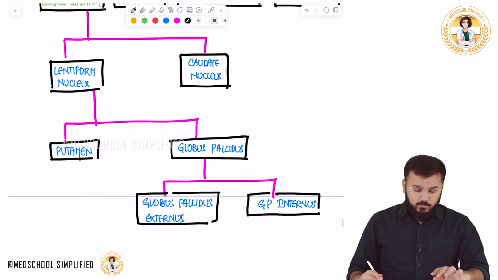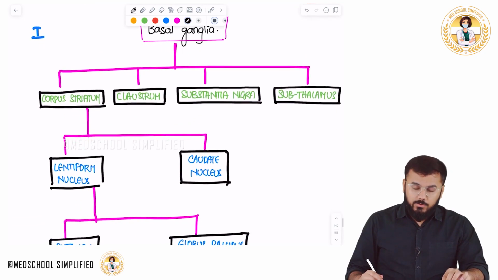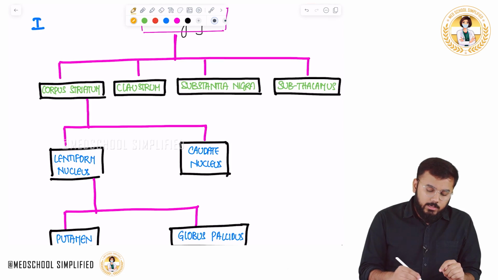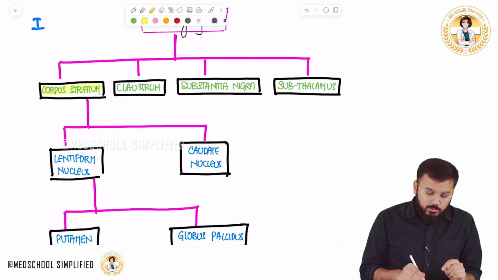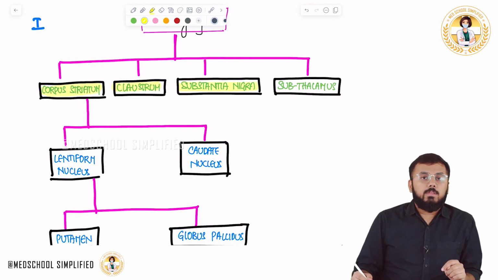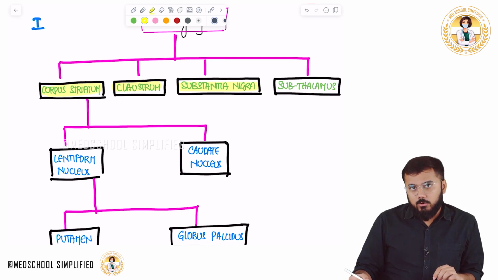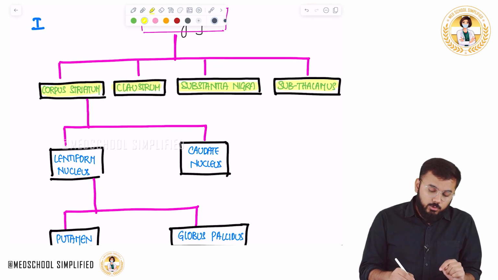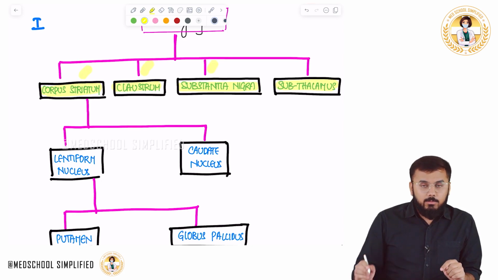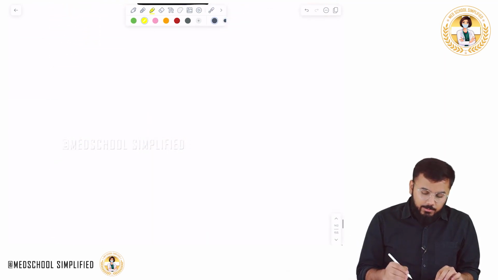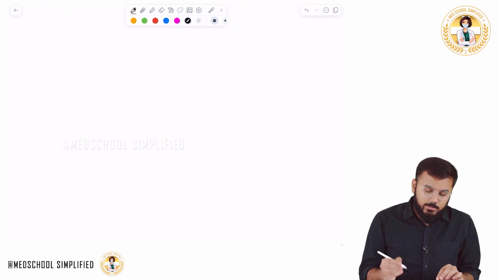So let us just once again look at what are the structures we have discussed. First important structure we have discussed over here is your corpus striatum. Another one is claustrum. Next you have got substantia nigra. Where is substantia nigra located? Substantia nigra is located within your midbrain. Next you have got subthalamus. So I will show you the first 3 important things in a single picture. But when it comes to subthalamus, I have to draw another picture and show you where this subthalamus is located.